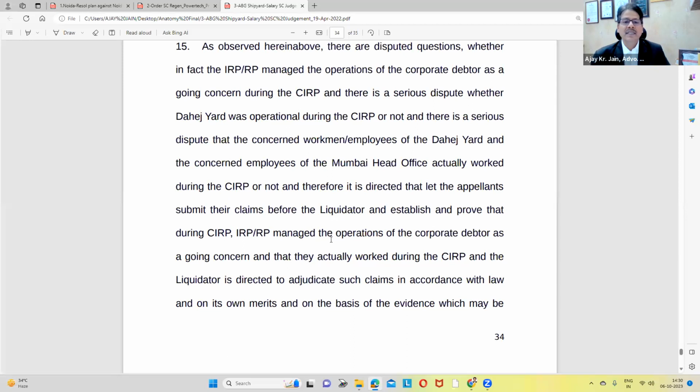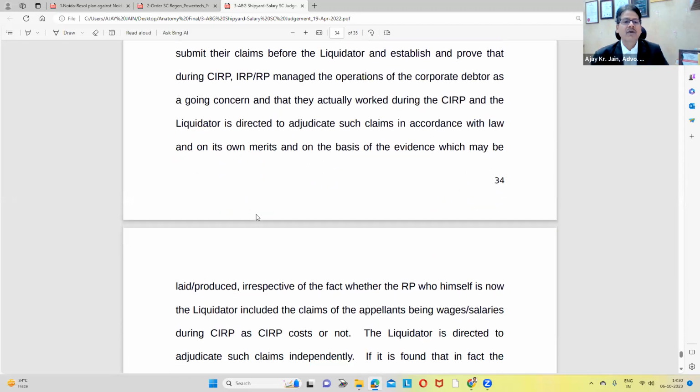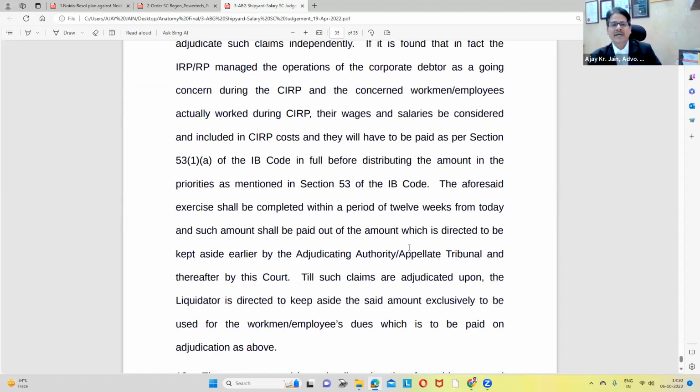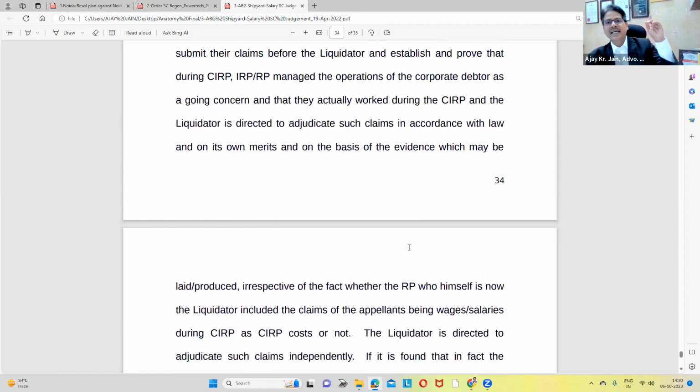and prove that during the CRP the RP managed the CD as a going concern, and that they actually worked during the CRP. The liquidator is directed to adjudicate such claims in accordance with the law, on its merits and on the basis of evidence which may be led or produced, irrespective of whether the RP, who himself is now the liquidator, includes the claim or not. So the matter has been referred again to the liquidator.